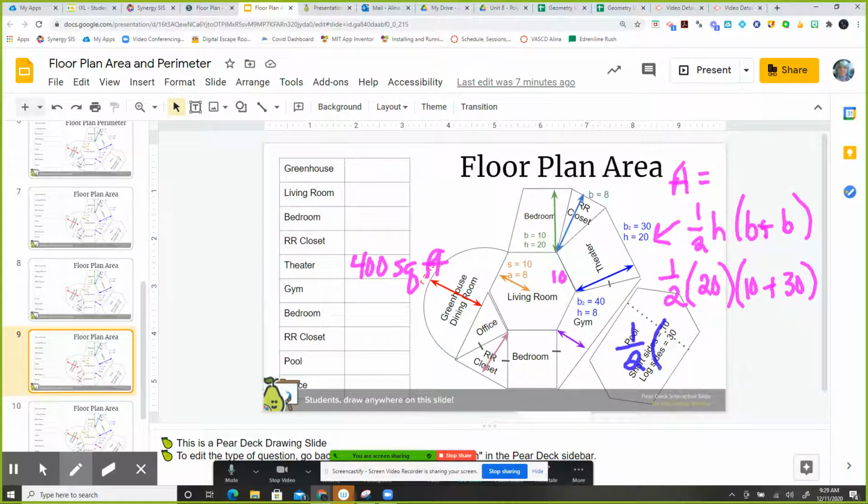What's the height for my trapezoid gym? 8 for sure. And then my two bases are what? 40 and 10. Perfect. So when I do that math, $200.